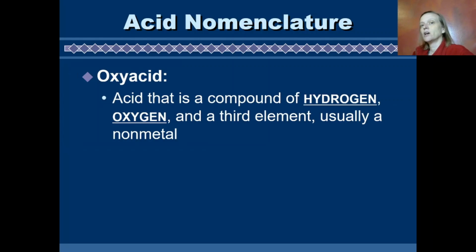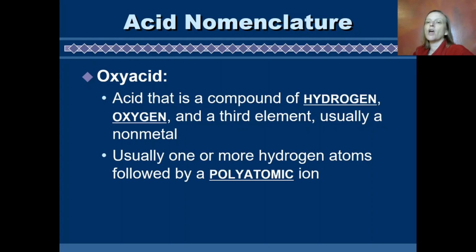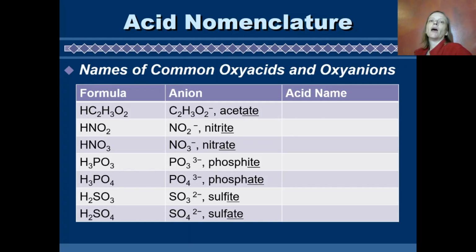Oxyacids, on the other hand, are acids that are composed of hydrogen, oxygen, and a third element, which is usually a nonmetal. Usually, your formula starts with hydrogen, one or more hydrogen atoms, and then it's followed by a polyatomic ion. Based off of the polyatomic ion name, you can then predict the acid name. So take a moment to pause the video and try to work through these yourself.